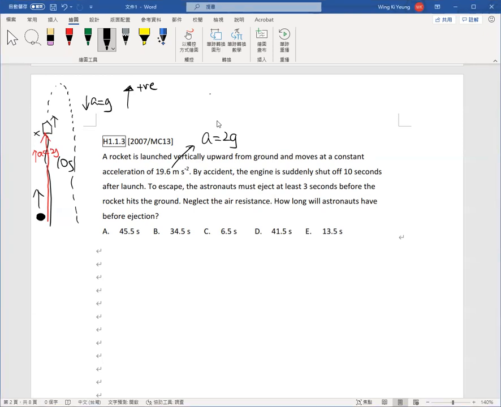Okay, let's say I let the upward motion be positive. I keep using 2g to simplify our calculation. Otherwise your numbers will be very ugly. So what I need to find is the time for the astronaut.